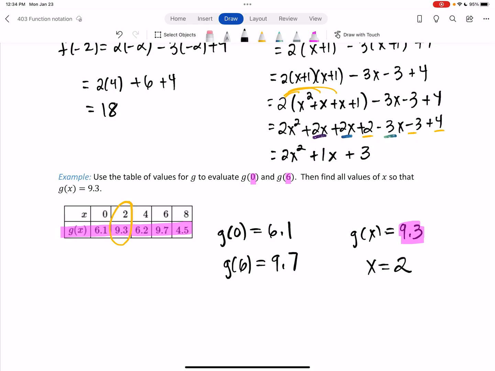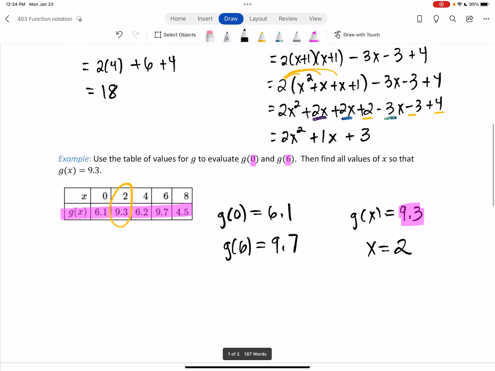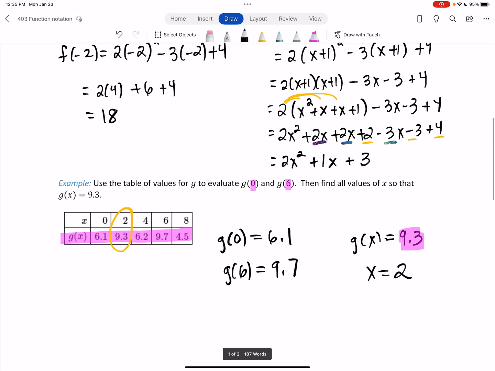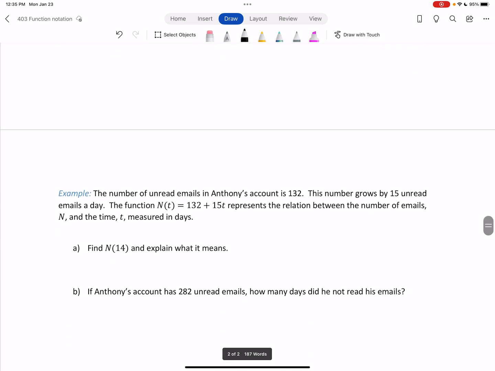I might find it in multiple places, right? It's okay for lots of inputs to give me the same output. So if I had found 9.3 in another place, I might have multiple answers for what my x is. Okay, so we did it with an equation, we did it with a table. Let's do it with a word problem.